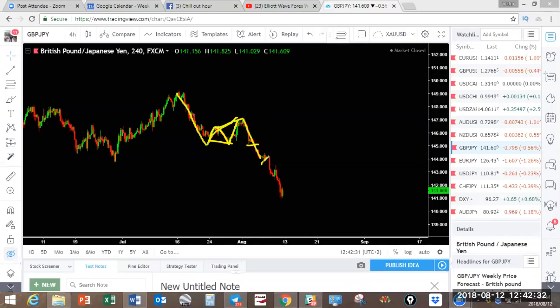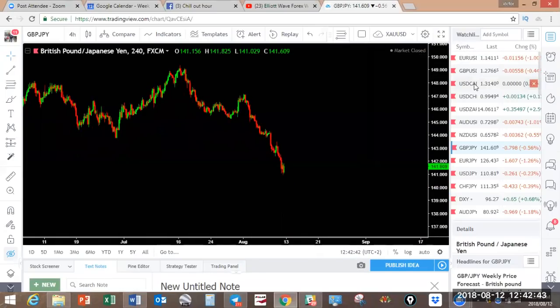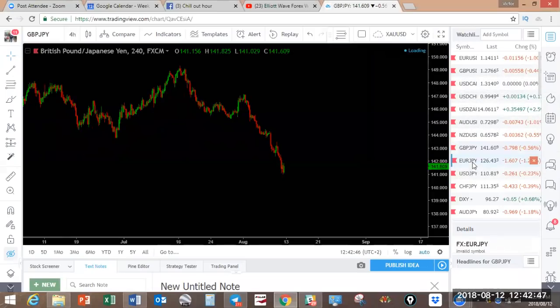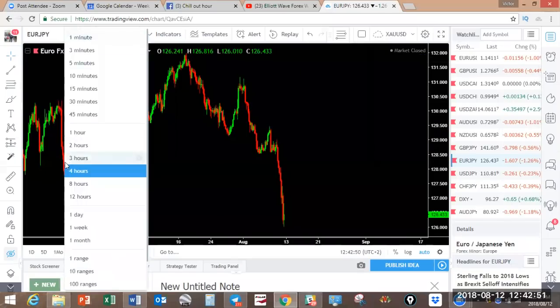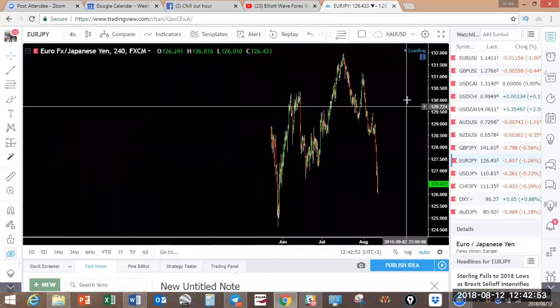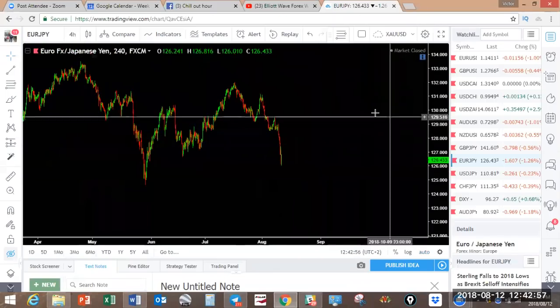Now you've got that move, you got that move. What are you going to wait for? You're going to wait for it to keep correcting to the downside like that. Further downside there. Right, so looking at euro yen, you're getting a similar structure. You're getting a similar structure on pound JPY.